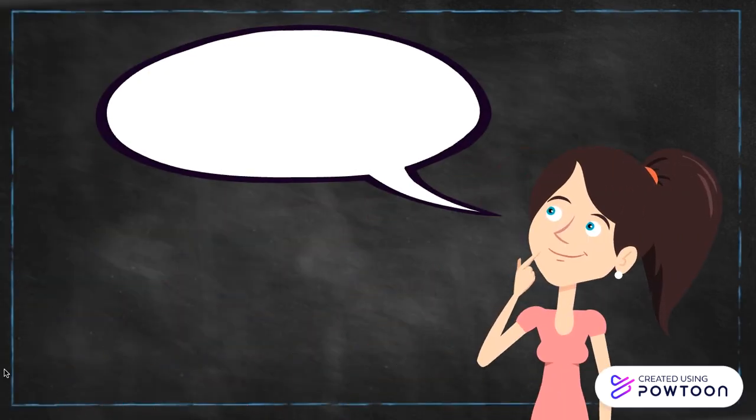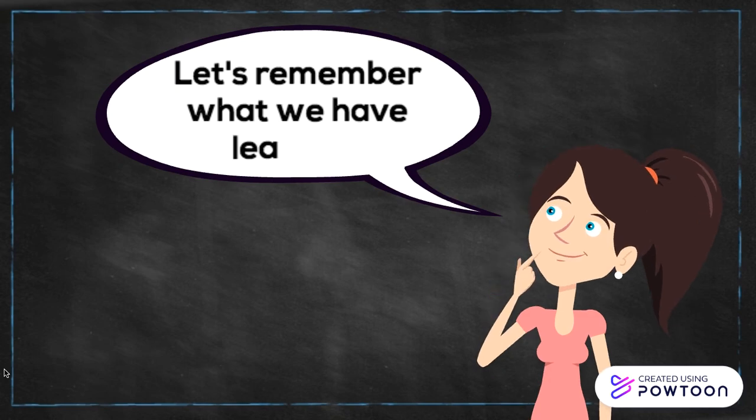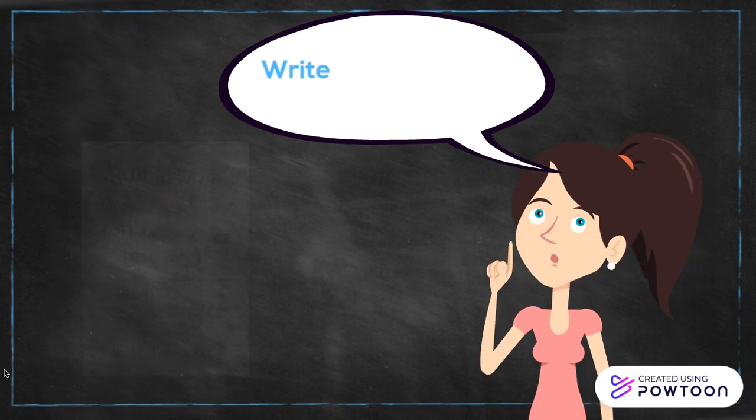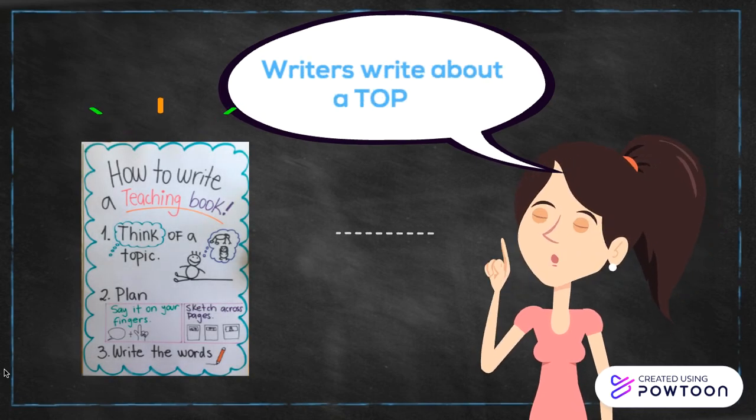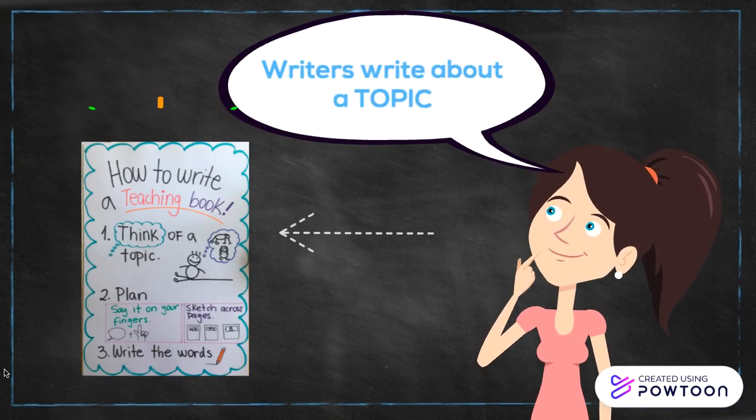So let's remember what we have learned. Okay, so how do we have to write a teaching book? First, we need to think about a topic. Then, we need to plan. And finally, we need to write the words.